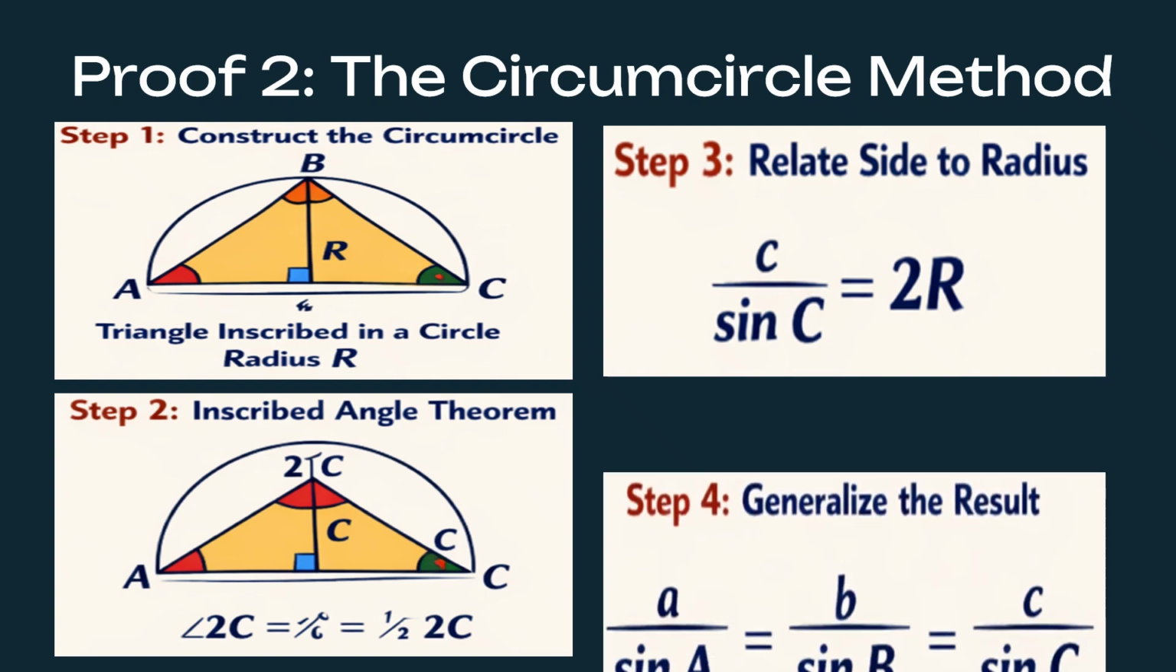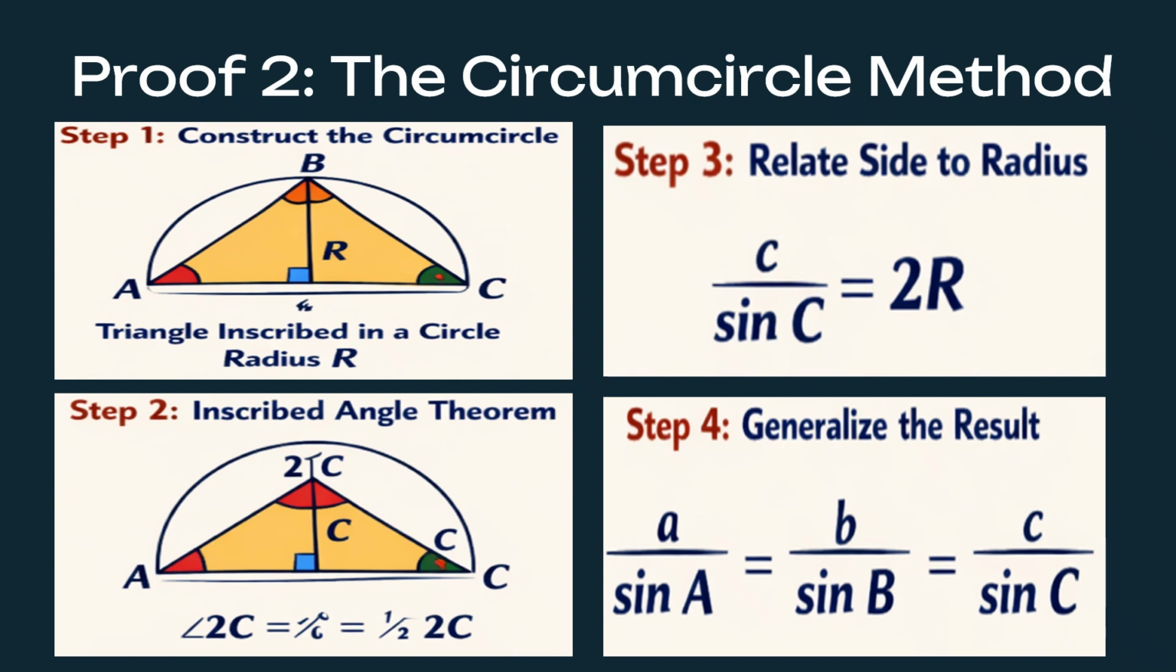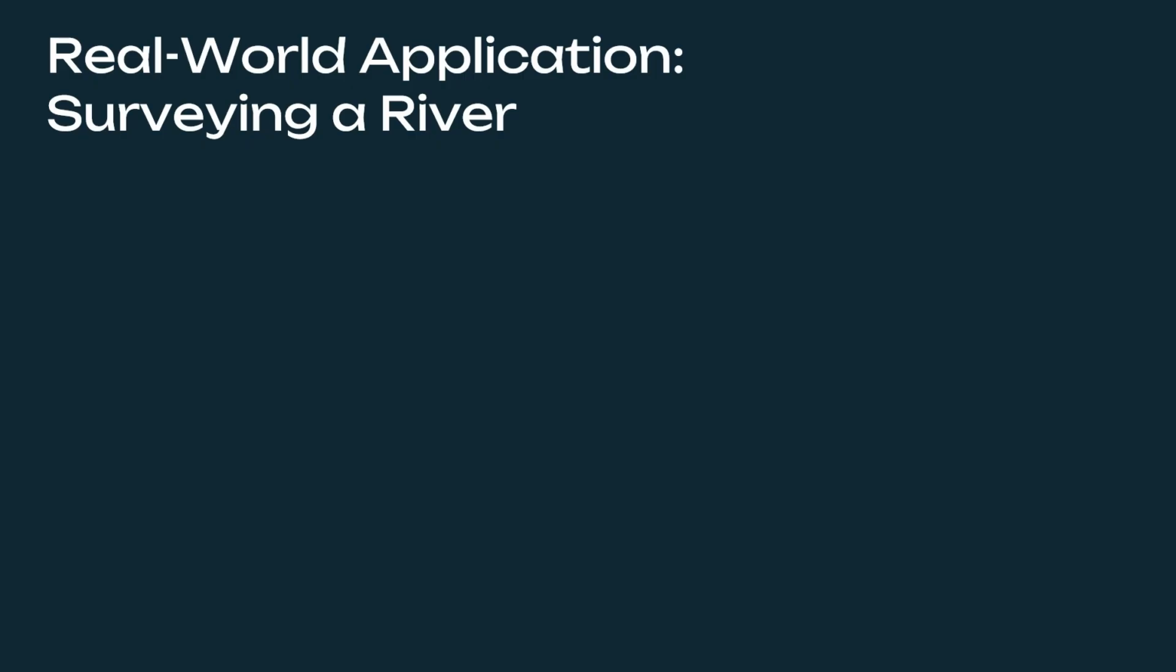Step 4. Generalize to all sides. The same reasoning applies to sides a and b. Thus, we arrive at the grand result. It can be read in words as the ratio of side a to the sine of angle A is equal to the ratio of side b to the sine of angle B, and equal to the ratio of side c to the sine of angle C. This proof highlights the deep connection between trigonometry and circle geometry. The law of sines isn't just about triangles, it's about the harmony between angles, sides, and the circle that embraces them.